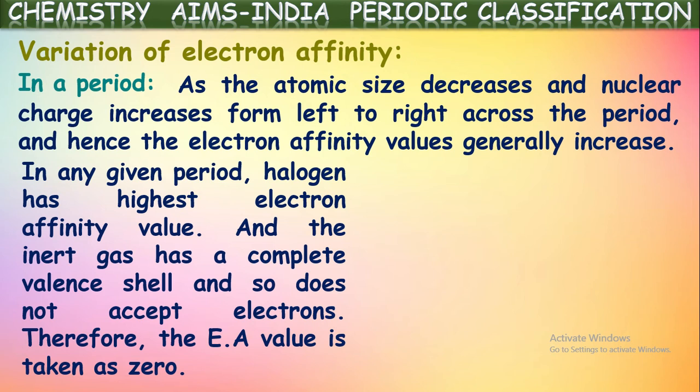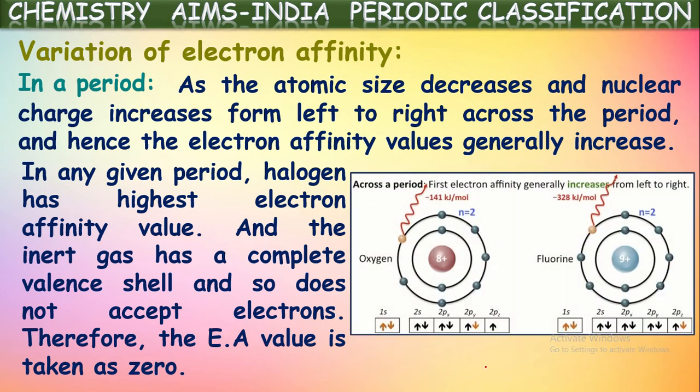Now we can say in a period from left to right, electron affinity increases till halogens, that is the 17th group, but it becomes zero for the 18th group or noble gases. Now we can say in any period the halogen element has the highest electron affinity value. So this happens in a period: from left to right, electron affinity value increases.